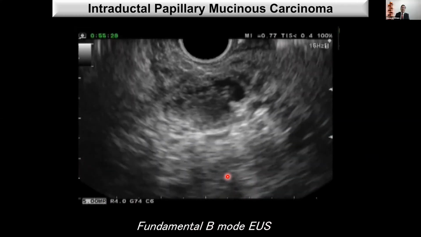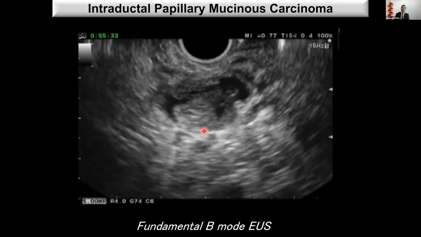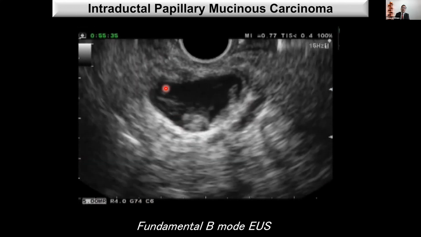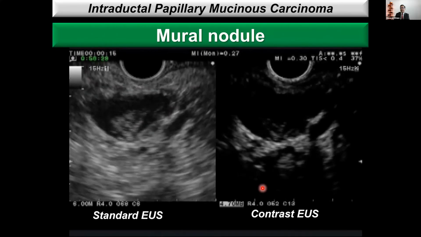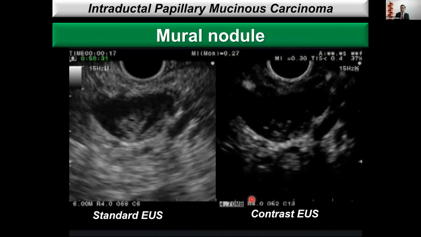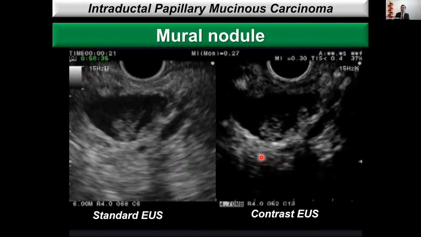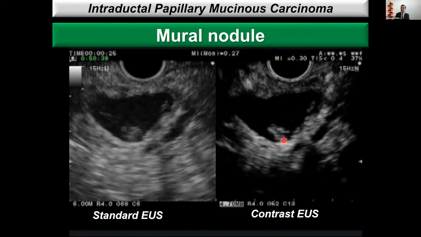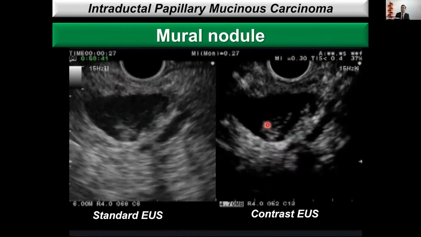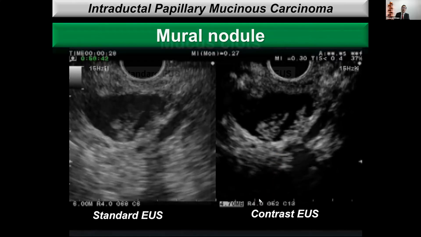I go to the cystic lesion. This is the IPMN. You can see echogenic structure in the cystic lesion. However, it is difficult for us to discriminate this area as a mural nodule or mucus clot. And then we performed contrast enhancement. You can see signals in the echogenic structure. So therefore, we can conclude this is a mural nodule.